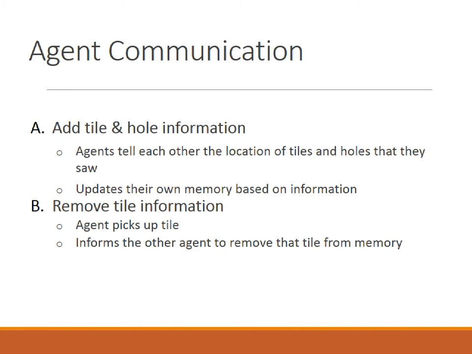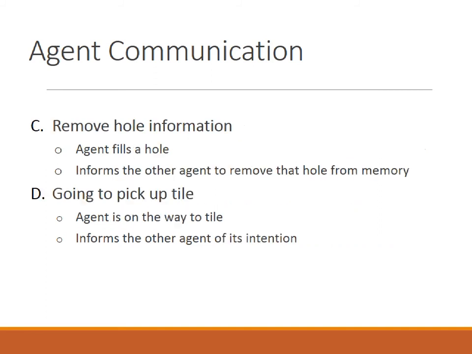Firstly, when the agent detects a new tile or new hole, the agents will tell each other about the location of the tile and hole that they saw, and they also update their own memory based on this information. Secondly is the remove tile information. When the agent picks up a tile, it informs the other agent that it has picked up this tile, thus removing that tile from the other agent's memory also. Thirdly is the remove hole information. Likewise, when the agent fills up the hole, it informs the other agent that this hole has been filled and the agent removes the hole from its memory correspondingly.